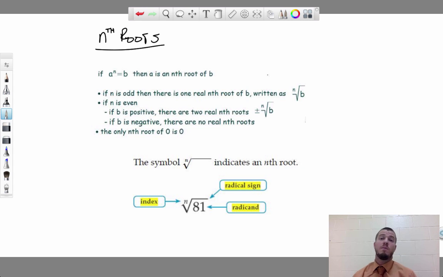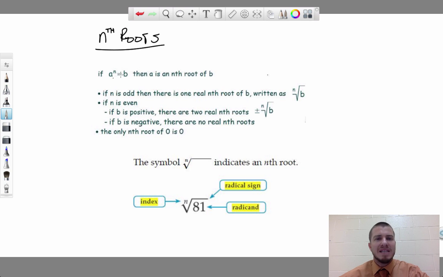Okay, so the next section is nth roots, and it's just other types of radicals other than a square root. We've done cube root a little bit, but this gets into fourth root and fifth root and so on. So there's a few things to pay attention to.